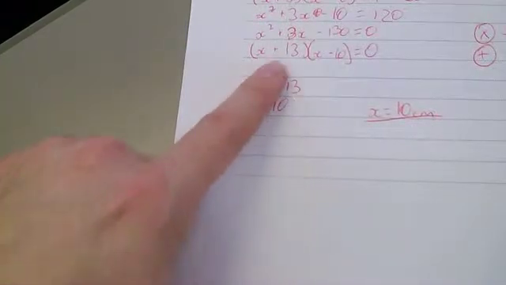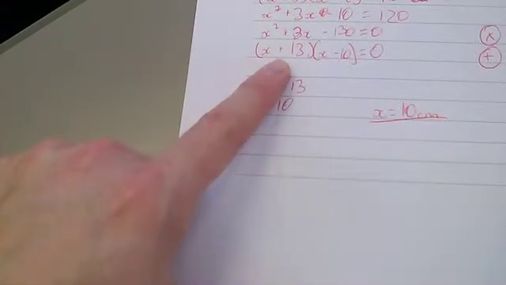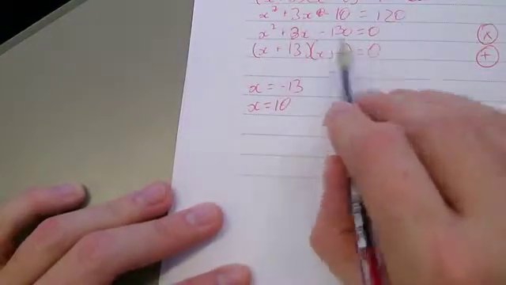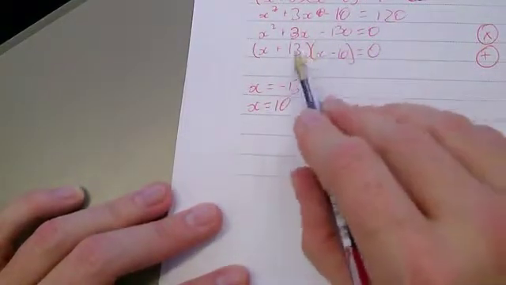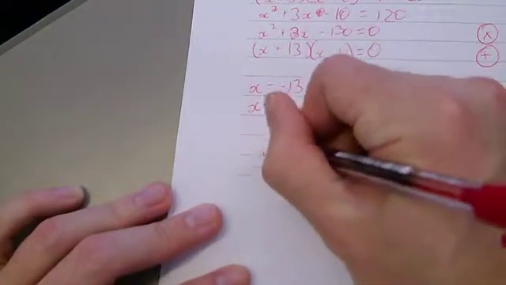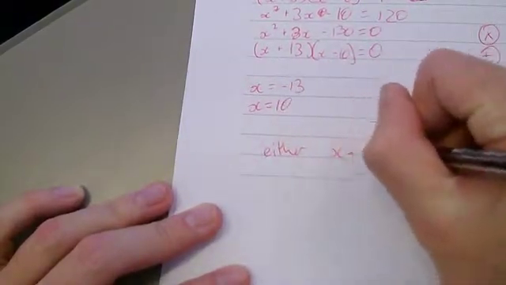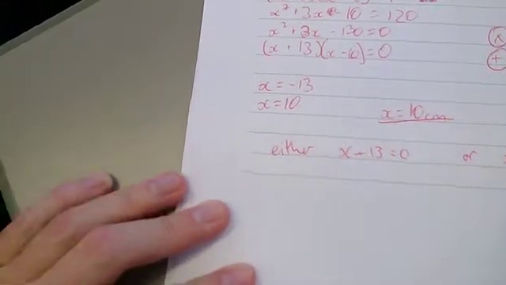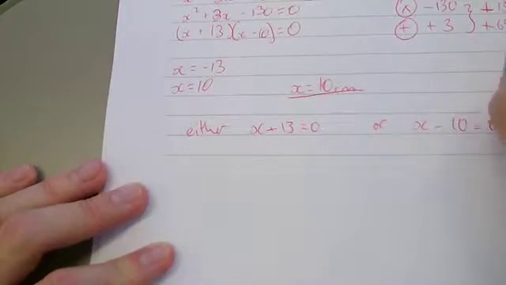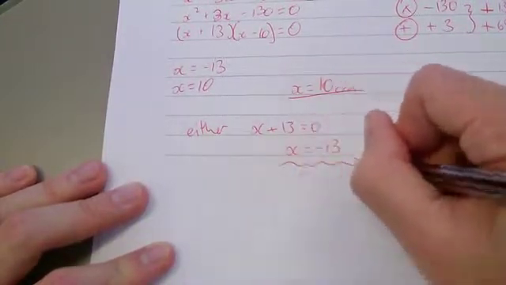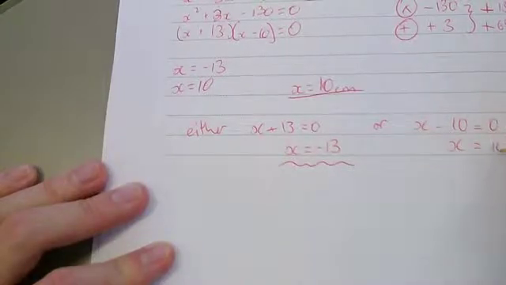From the next bit, how did he get x equals minus 13 when it's a plus 13 up here? Is that the bit you're after as well? Well, this is saying that a number times a number is equal to 0. And the only way to actually get that to happen is that one of these brackets must be 0. So either x plus 13 equals 0, or x minus 10 equals 0. Okay? So take the plus 13 over, it becomes minus 13. Take the minus 10 over, it becomes plus 10.